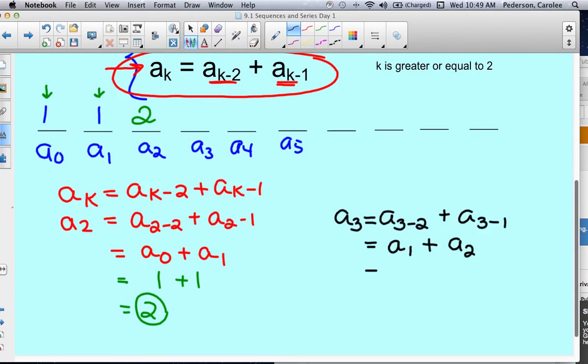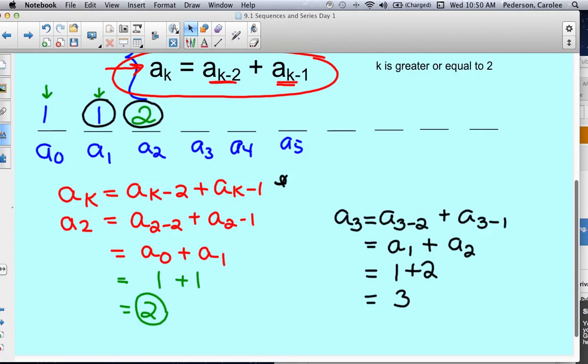And you're going to start to notice a pattern. Now we're going to find out what is a sub 1 and a sub 2. Here's a sub 1 and here's a sub 2. 1 plus 2 is 3. So looking at this pattern, we take the two previous terms and add them together. This is what Fibonacci's formula is saying.